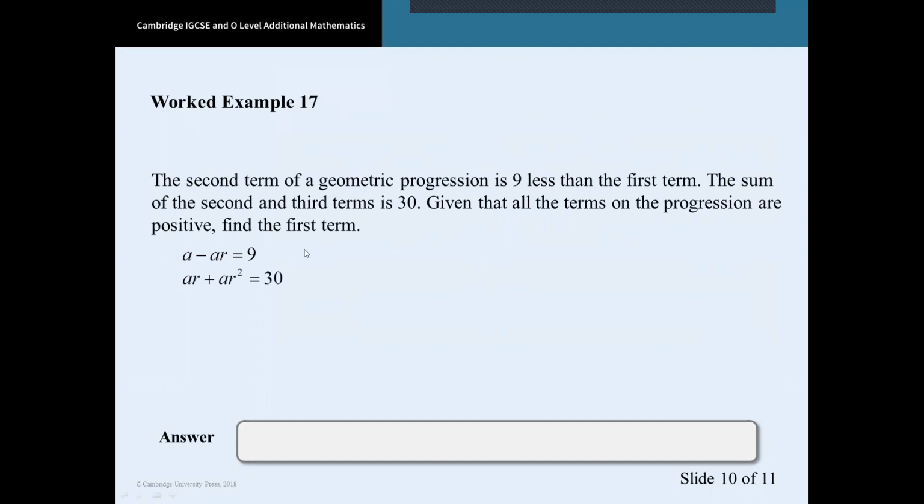And then they say the sum of the second term and third term is 30. So if I were to use my nth term for GP, you have ar plus ar squared. And when you add up these two, you get 30. Given that all the terms on the progression are positive, find the first term. That means I need to look for my a here.